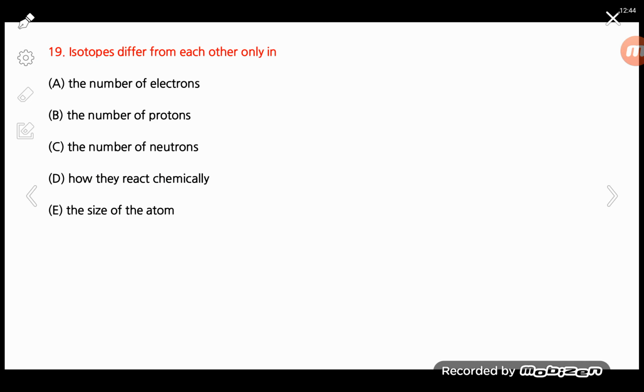Isotopes, you know that they are atoms of the same element with a different number of neutrons. So this is the definition of isotopes. I'm sure all of you know that, as we studied in chapter 1. So isotopes differ from each other only in what, guys? Only in the number of neutrons.